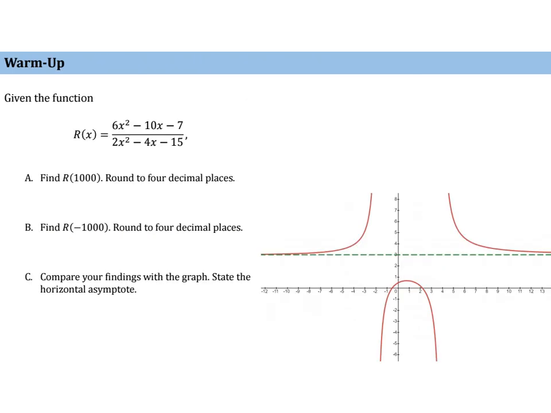Now let's take a look at a warm-up to discuss horizontal asymptotes. So go ahead and pause the video and substitute 1000 in and substitute negative 1000 in for x in each case, and determine what the y value is that you would obtain on this function. So if you substitute in x equals 1000, what do you obtain? We will round our answer to 4 decimal places.